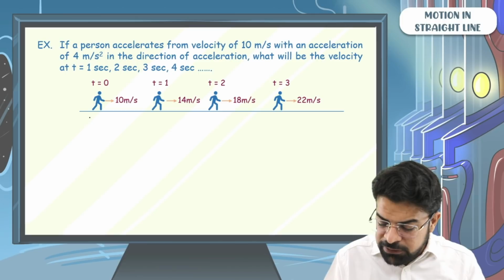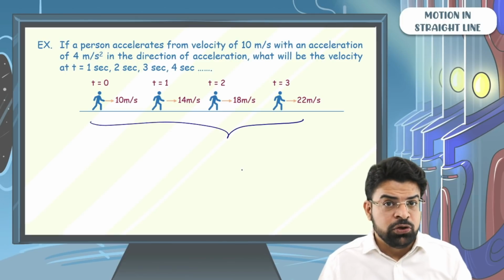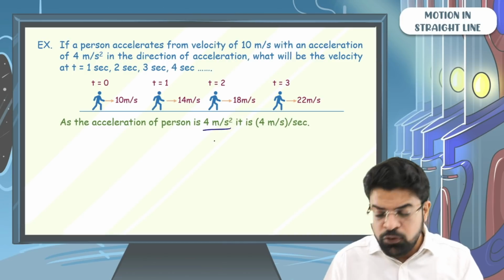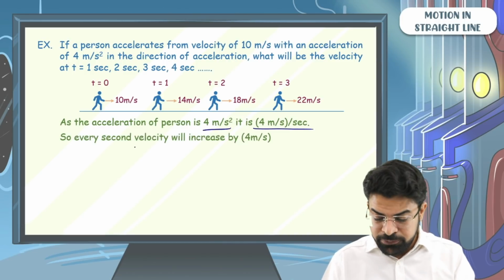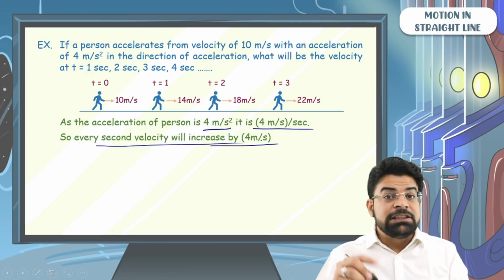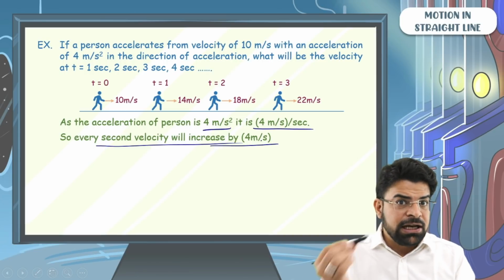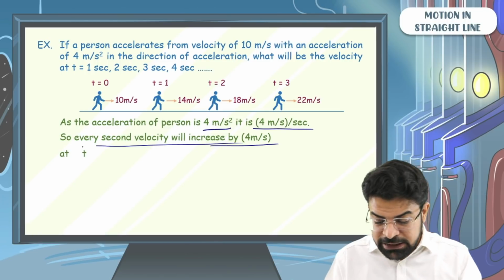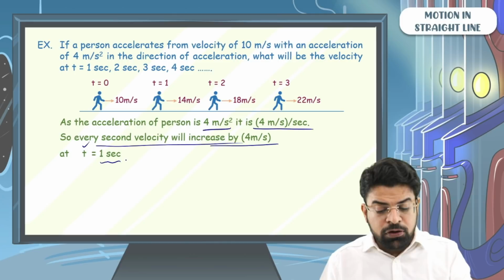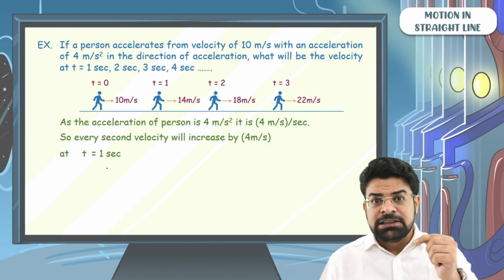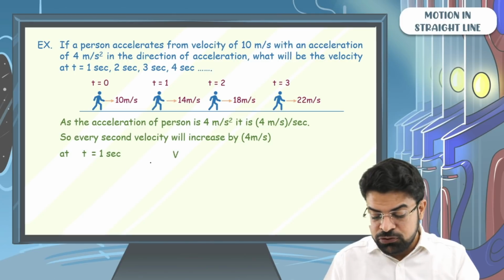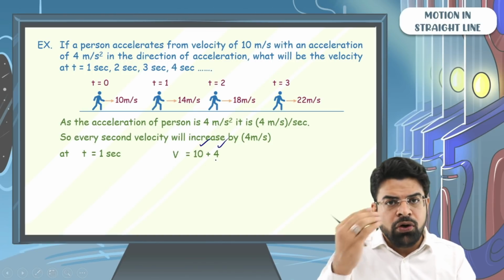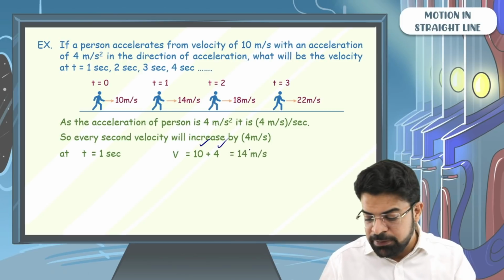What we have used here is the first equation of motion. How? As the acceleration is 4 meters per second square, that is 4 meters per second per second, every single second the velocity of this person increases by 4 meters per second. At time equals 1 second, what will be the velocity? It will be equal to initial plus 4 because it increases by 4. Already it was 10, it increases by 4, so that becomes 14 meters per second.